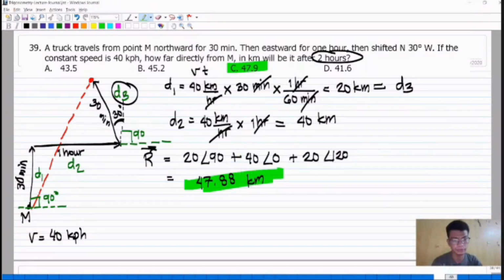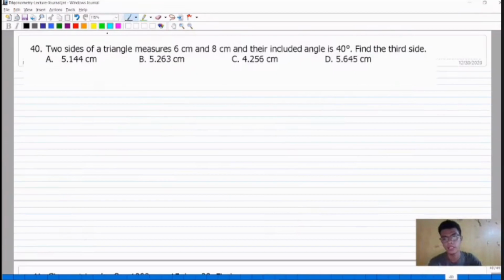Number 40. Two sides of a triangle measure 6 and 8 centimeters and their included angle is 40. Sabihin natin na ito yun. This is the 6 centimeter leg. Ito naman ang 8 centimeter leg and their included angle is 40. What is the third side?